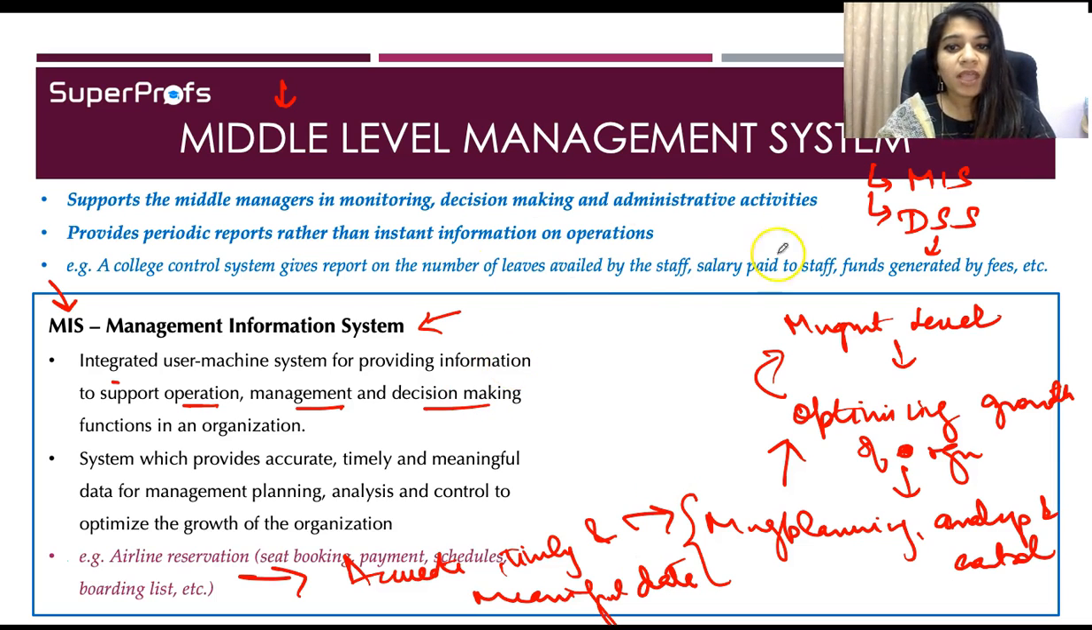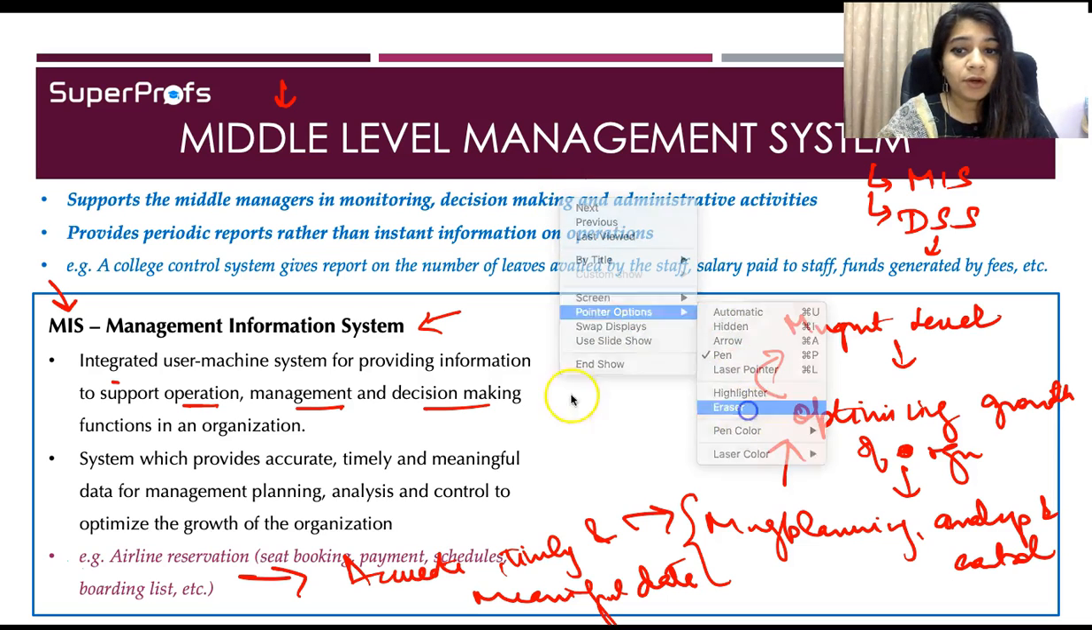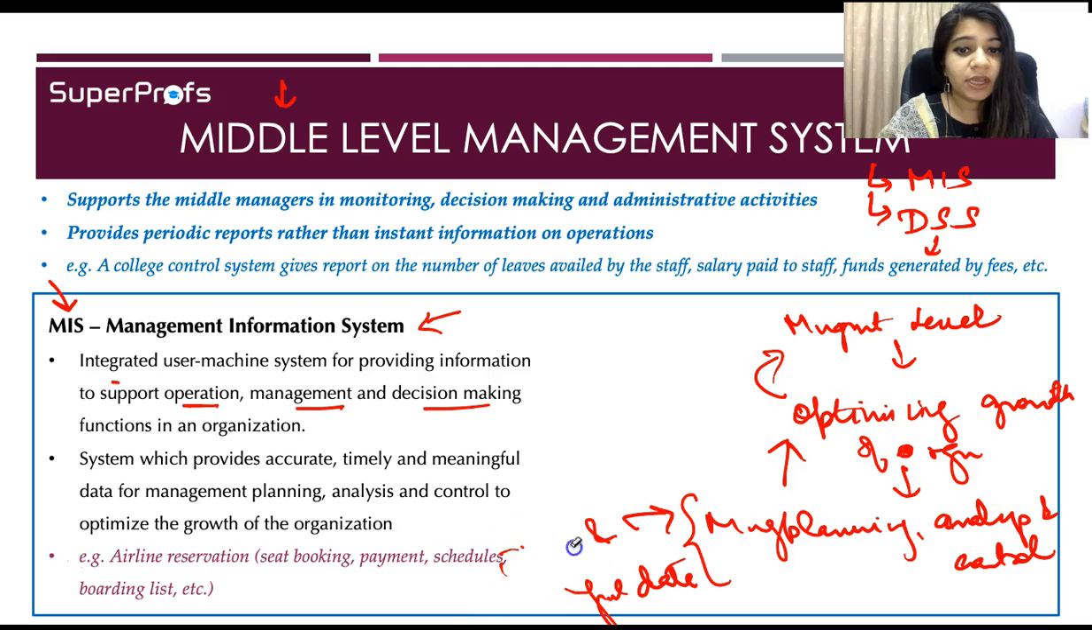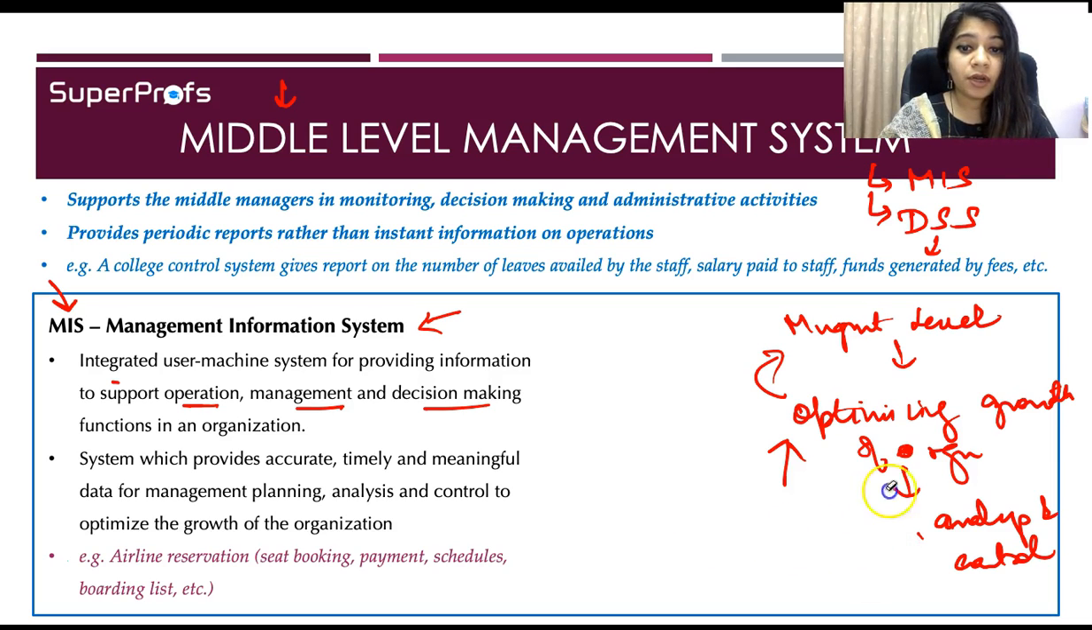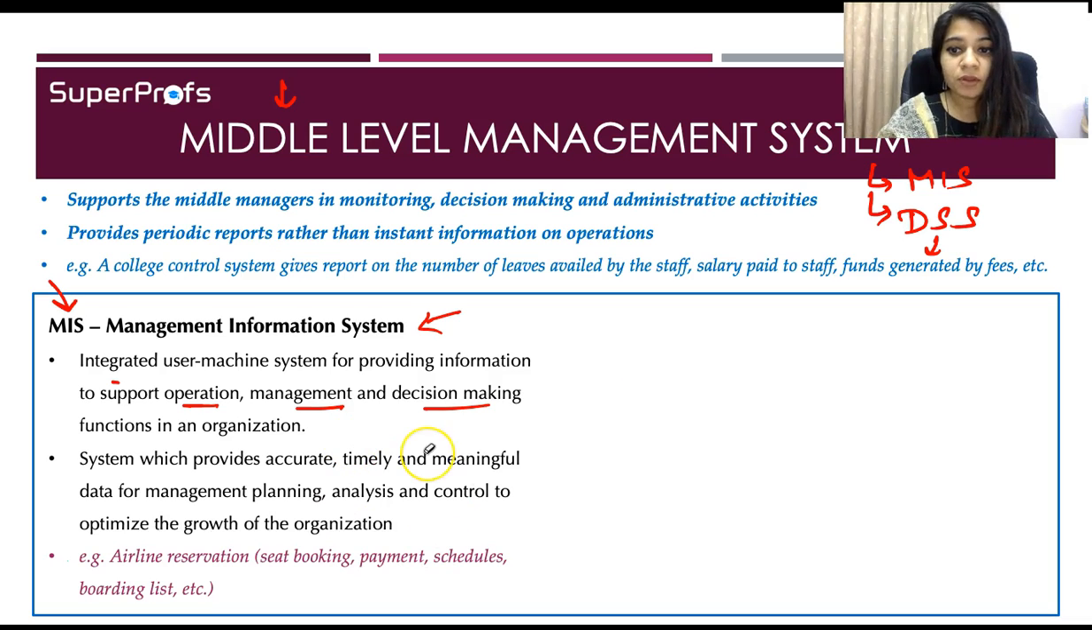Okay, the example of an MIS would be your airline reservation system. It is used by different functions, whether it is the scheduling team or seat booking, or the payment finance team for payment, everything. So different functions would be involved when it comes to airline reservation system. Okay, the boarding list, and this is an example of an MIS. Now we will study about the various characteristics of MIS.